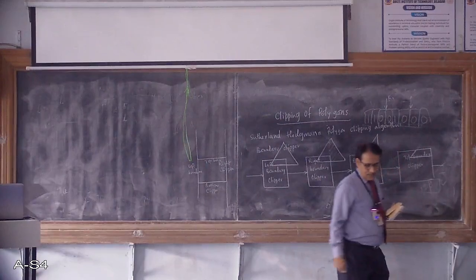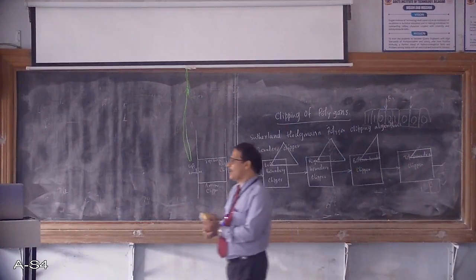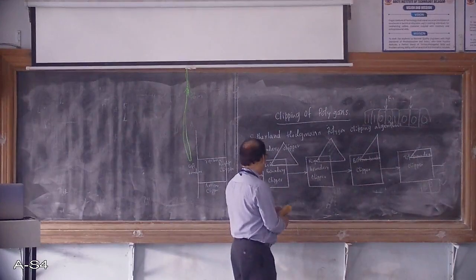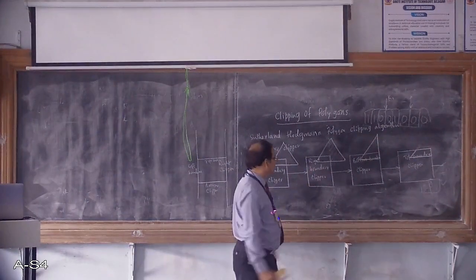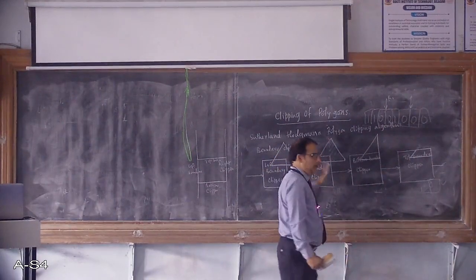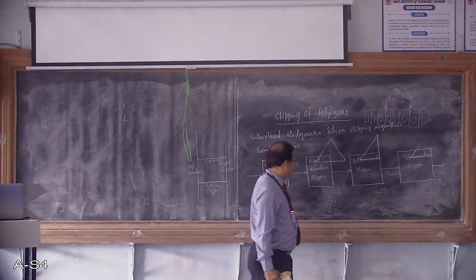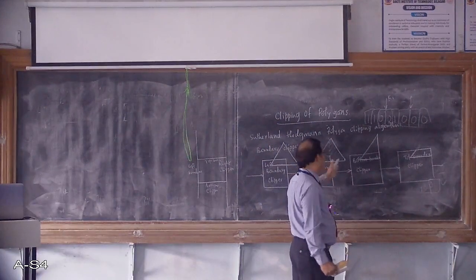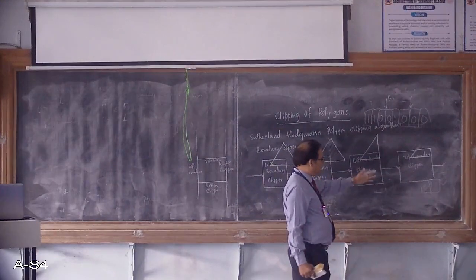So this is the expected result, and hence we can see that by applying these 4 boundary clippers, how the clipping of any polygon, it may be a triangle or any other polygon, how step by step the clipping of the object, the polygon, is going to be carried out.